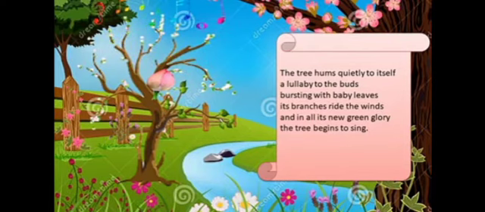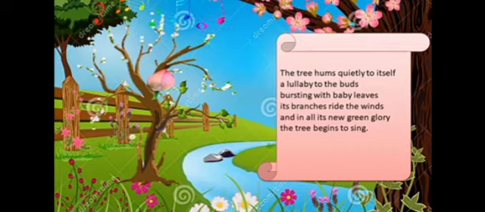So, this particular stanza depicts the spring season where the trees are quite happy and are full of life. They seem to be humming. Here, hum means make a low or steady sound like the bees. And lullaby means a child's bedtime song. A lullaby is sung by a mother to make the child sleep.